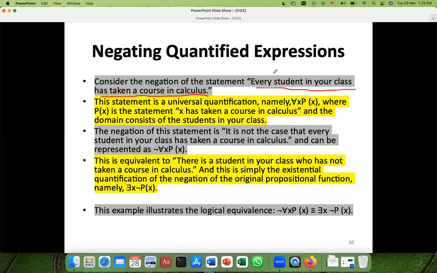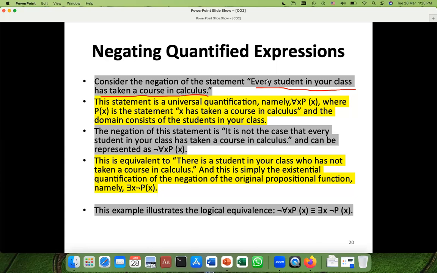There is another quantifier. What is the name for that one? Existential. So you have to memorize these words. One is universal, which means for all. For example, you have the universal remote controller in the market. Why are you calling it that? Because it works for Samsung and for all other brands. Anyhow, so: every student in your class has taken a course in calculus.